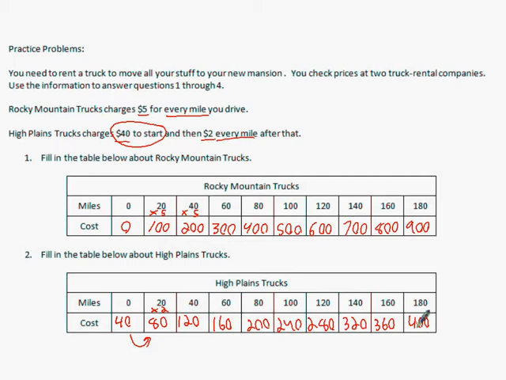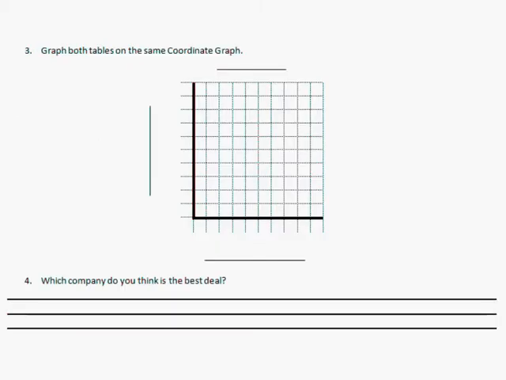Alright. Notice that little change. If there's a price at the start, it goes at the start and gets added in. Let's answer some questions about this. Graph both tables on the same coordinate graph. Alright, so the title, you can just pick one from either one, but both of them are going to be combined. So let's just say truck fees or truck cost.